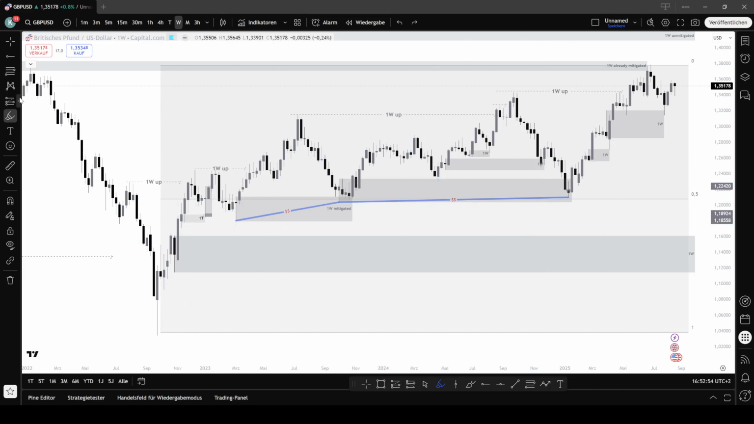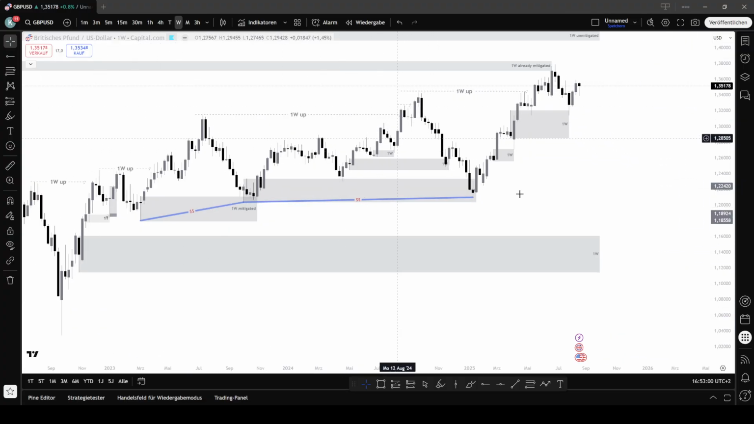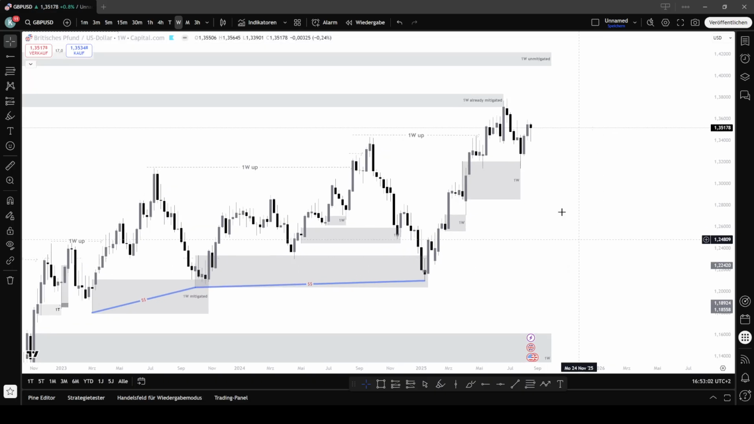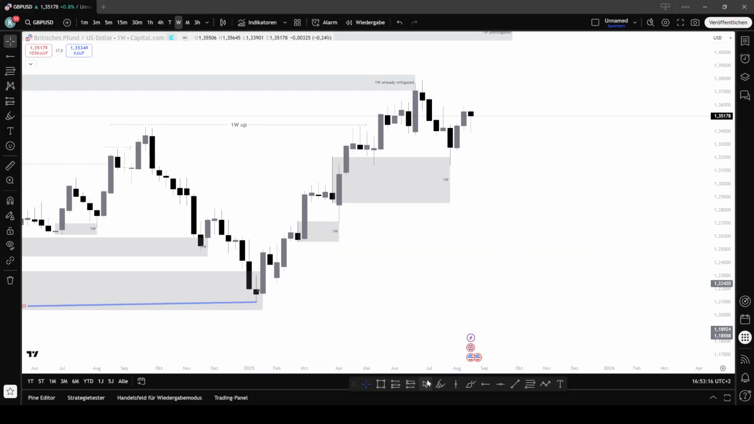The best way I'm able to predict the movement of the market is based on my inefficiency concept. Looking at this market, price has reacted within this zone. This is a 1 week mitigated zone. This was a supply zone which was already mitigated, and price came there and gave us another reaction. And based on this reaction, if you look at price technically, we can clearly see that this is on the weekly time frame.